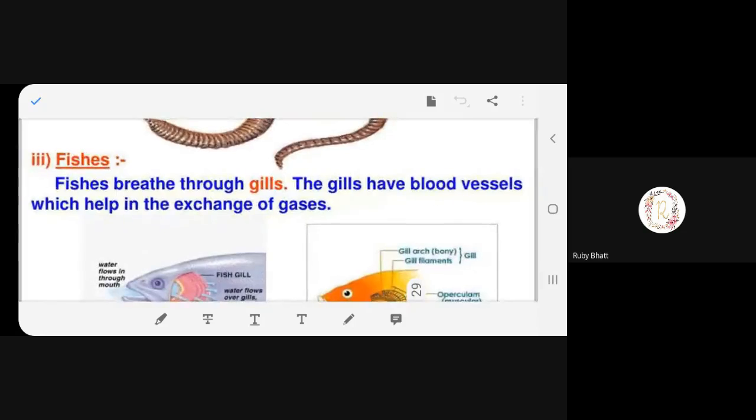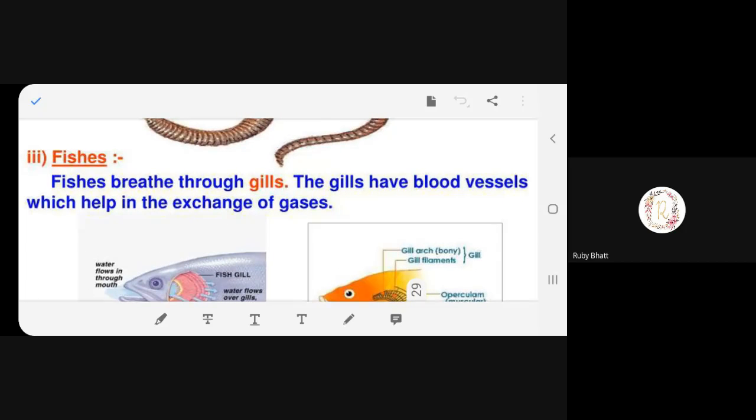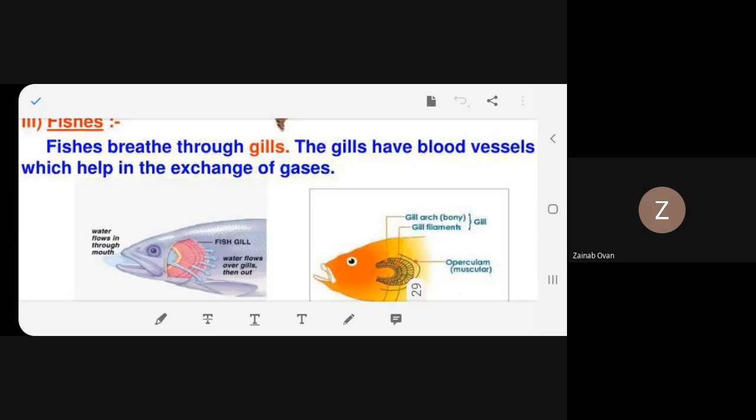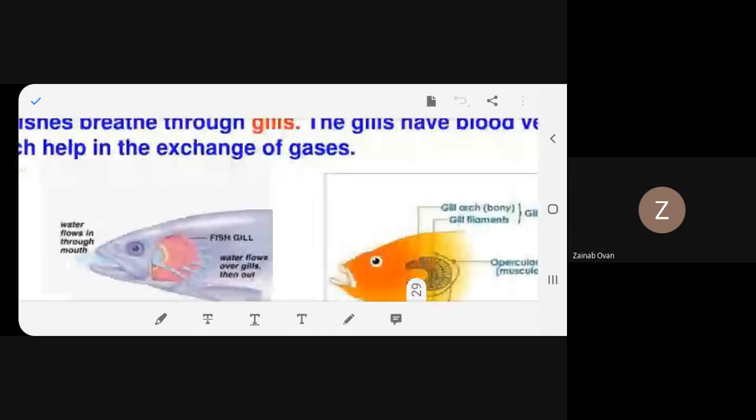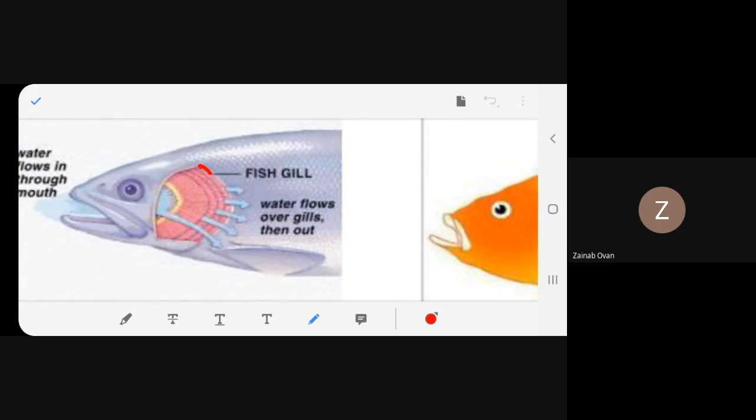Now let's take a fish. Fishes breathe through gills. The gills have blood vessels which help in the exchange of gases. Now you can see over here, these are fish gills. You see this? The water goes in. And what has this water got? Oxygen, dissolved oxygen. It goes in, right? And from the gills, the water flows out. So it goes inside and it is passed to all cells of the body. The carbon dioxide is collected from the body and it is removed from the fish gill.